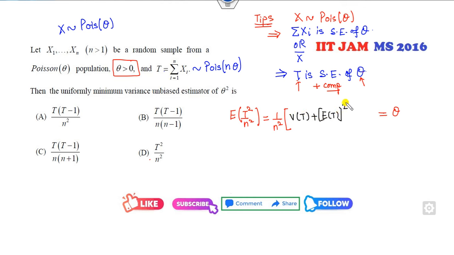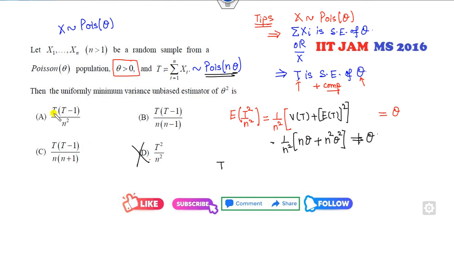Fine. So what is that? Variance of T. T follows a Poisson distribution of n comma theta. So what is the variance of this? It is the same, plus n square theta square. Clearly, this is not theta. So this option is cancelled out. Now I can look at the other options.